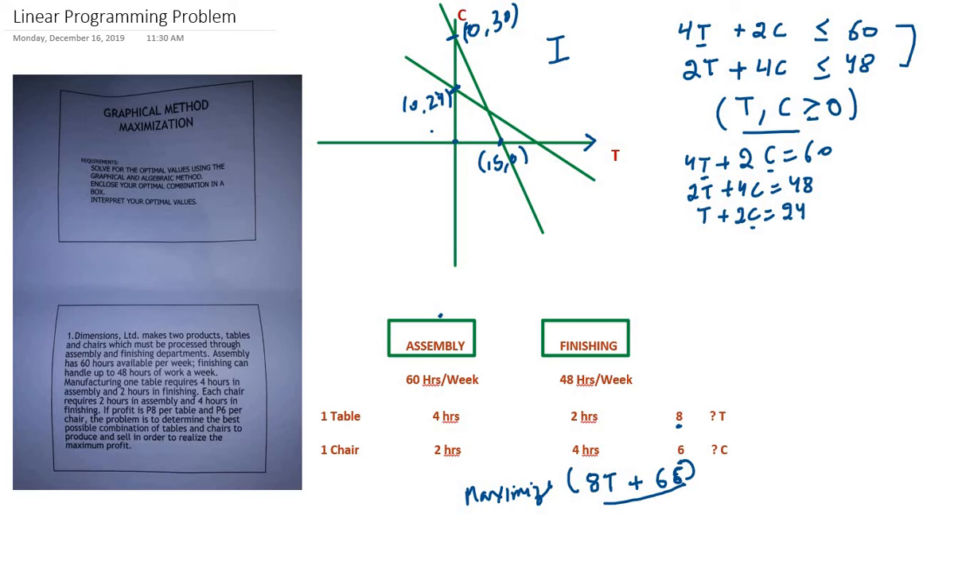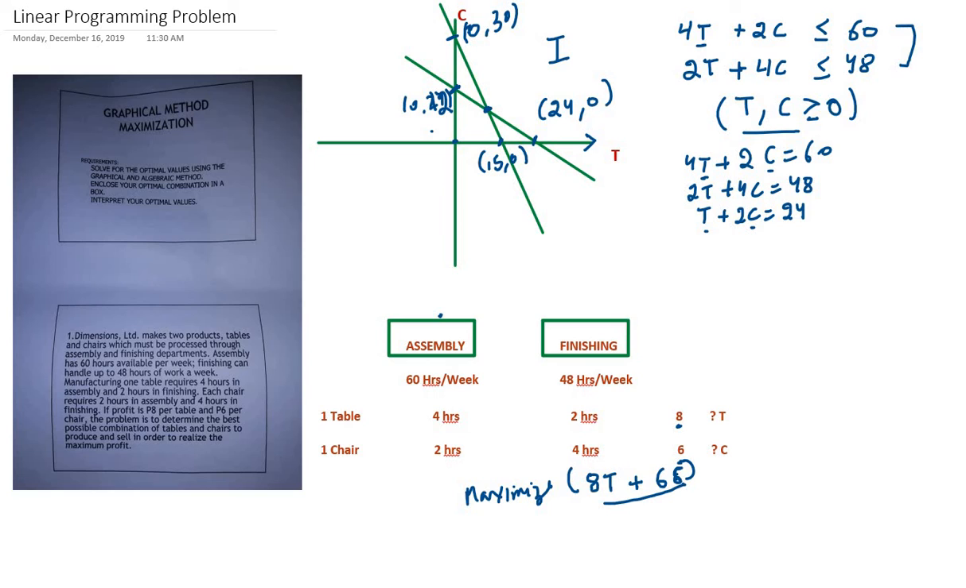And if we put t is equal to 0, so this point is basically 0, 12 actually, right? If we put t is equal to 0, then we'll get c as 12, and this point is where c is equal to 0. So t will be 24. So this point is 24, 0. And this is another important point where both the lines meet.